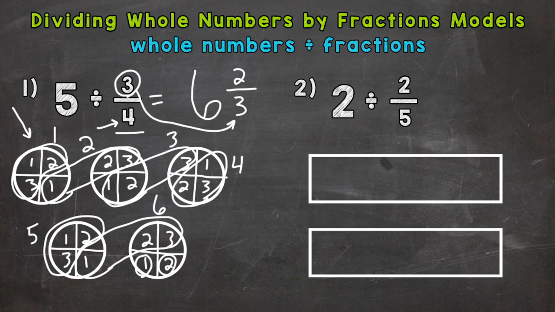So always check to see if we can simplify. The only common factor between 2 and 3 is 1, so this answer is in simplest form. So we're done, 6 and 2/3.